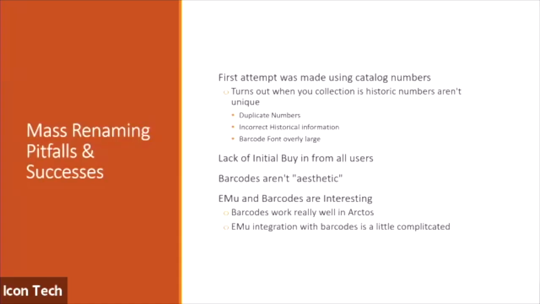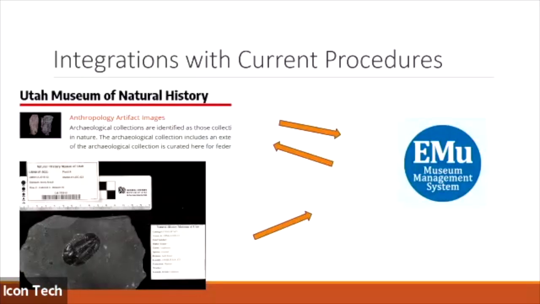Barcodes aren't aesthetic was actually a comment I got. They don't look pretty. And EMu barcodes is interesting. Barcodes work really well in Arctos and really well in some parts of Symbiota, but integration with our EMu collections management database is complicated. And so this is sort of the really janky workflow of how we get it from taking a picture, renaming the file, ingesting it in EMu, ingesting it into our digital asset management system, and putting it back. I think that is a subject for another talk.